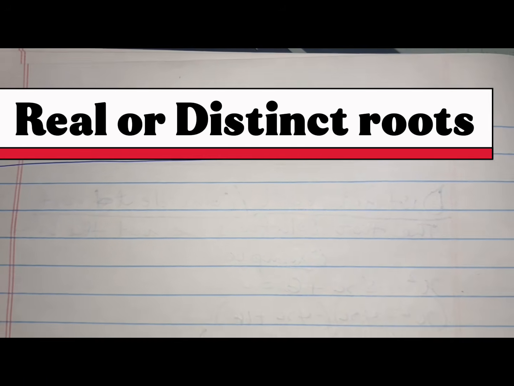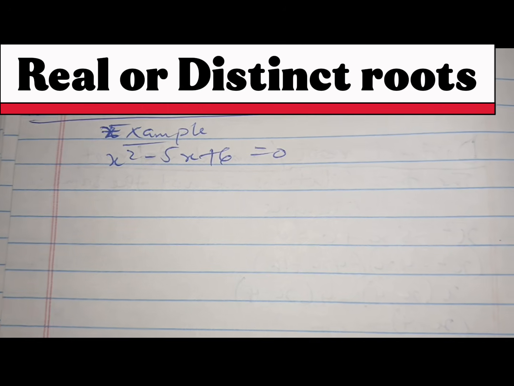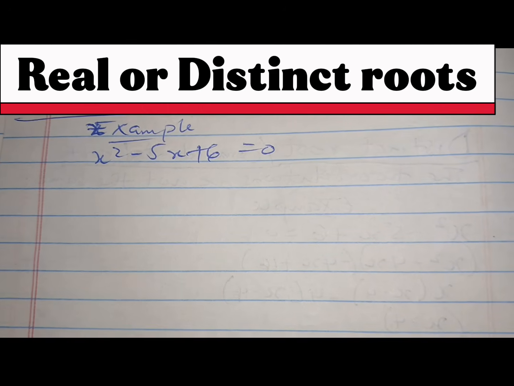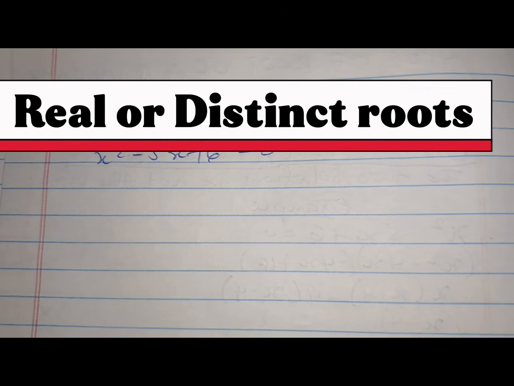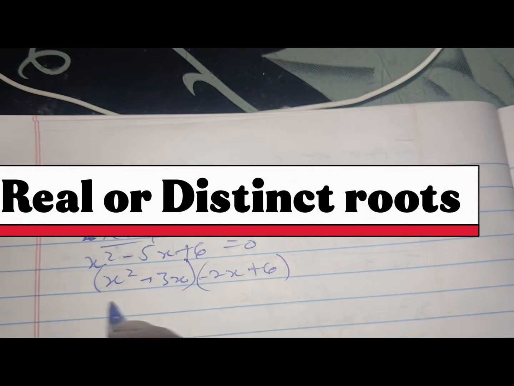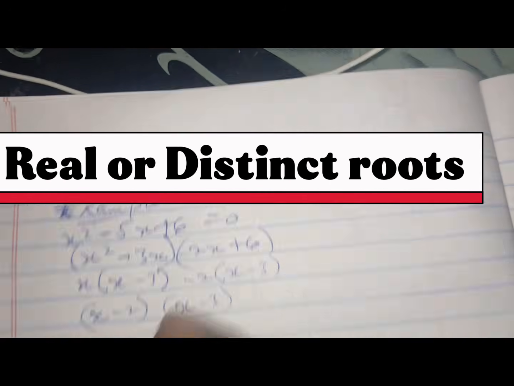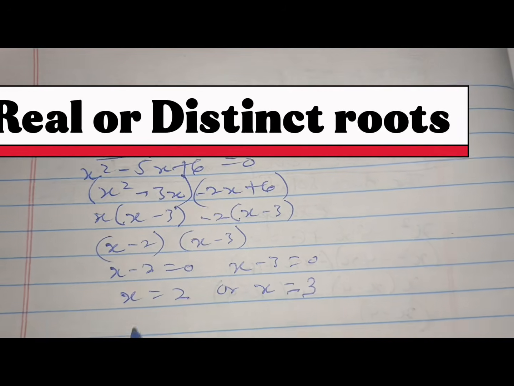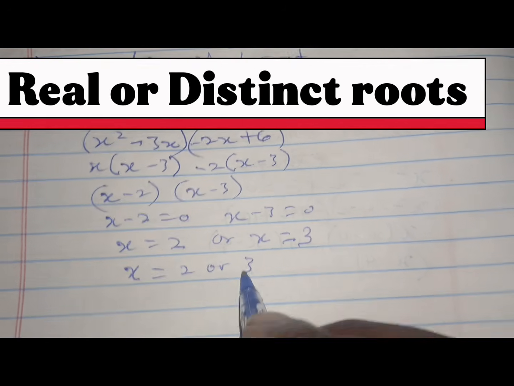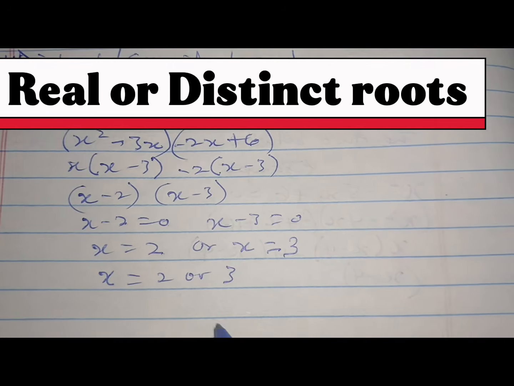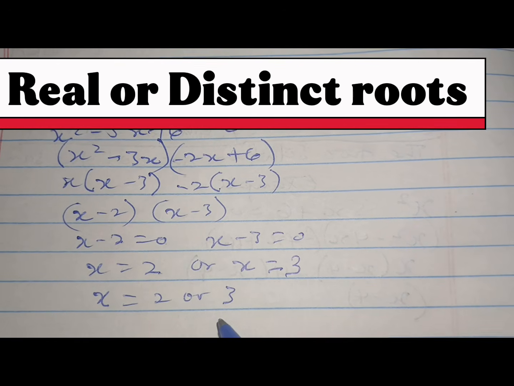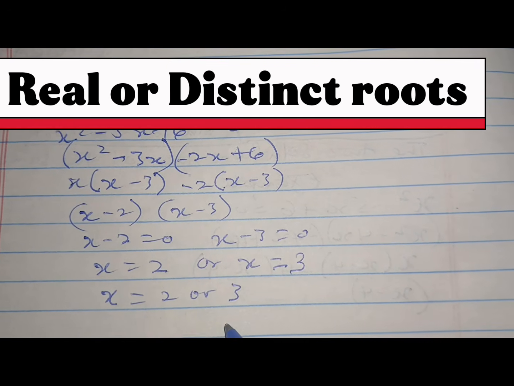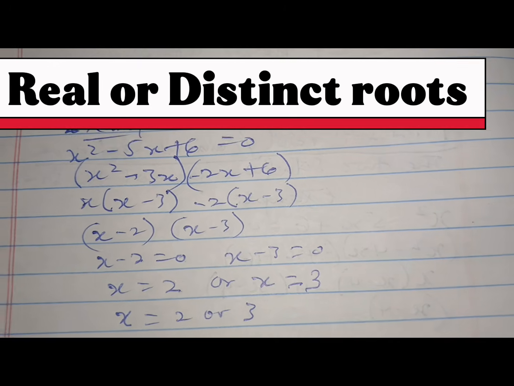For instance, in x squared minus 5x plus 6, if we are to factorize this completely, we'll end up getting x to be 2 or 3. You realize that 2 is different from 3. That is when we say the root is a distinct or real root.